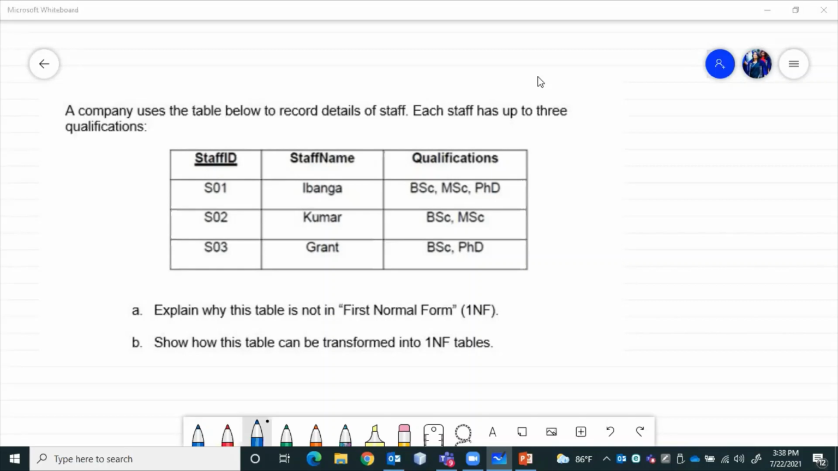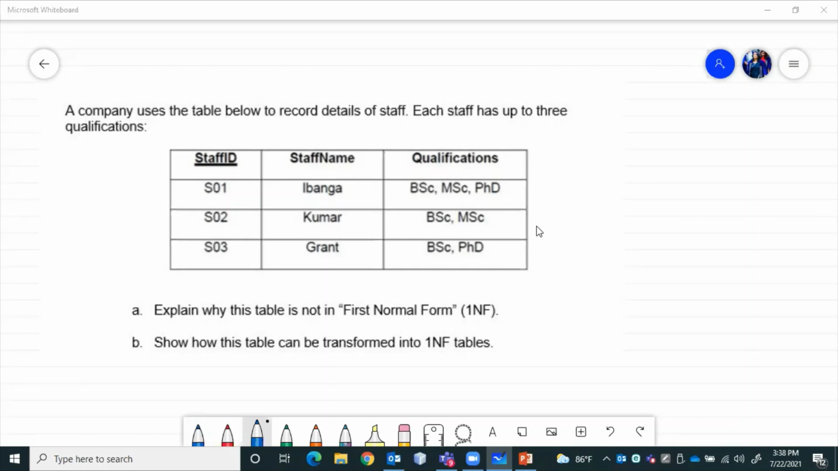Yes, multi-value attributes are present. There are multiple values under the qualification attribute. Or here, under the qualification attribute we don't have atomic domains, we have divisible domains. Right, your answer is correct. Good.